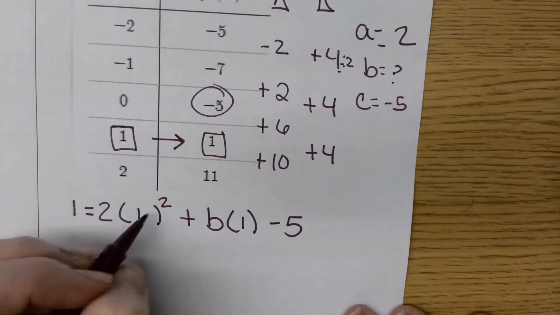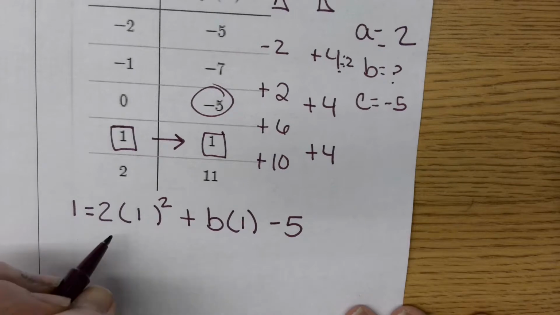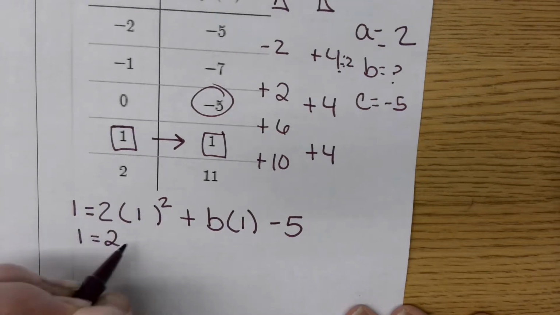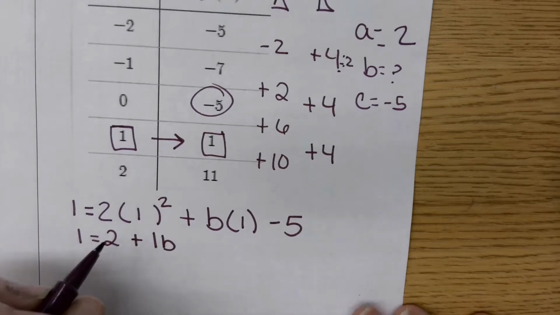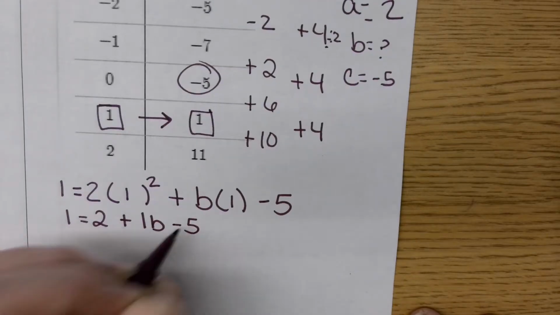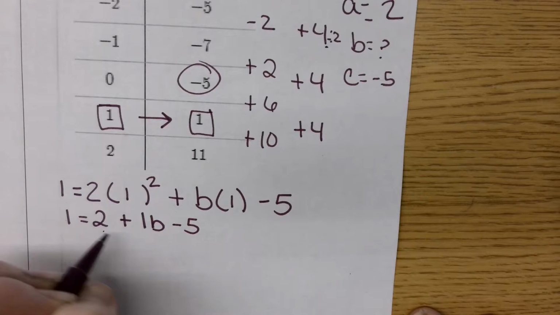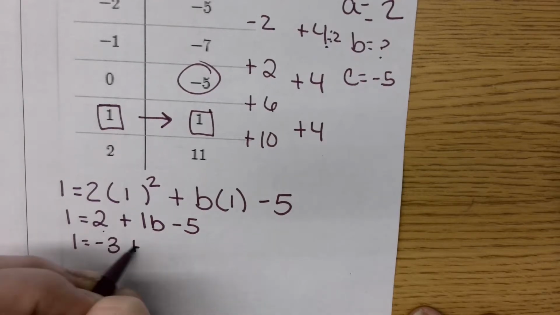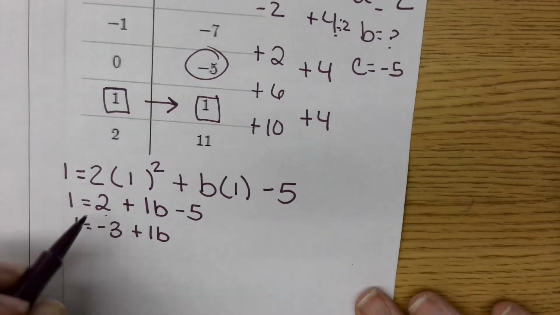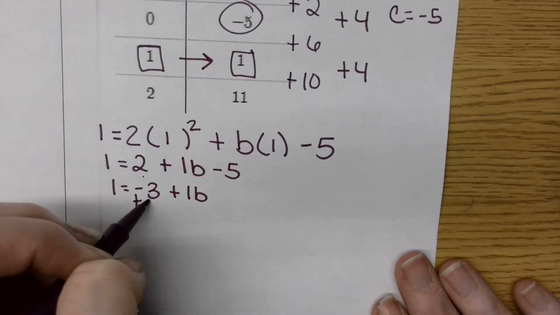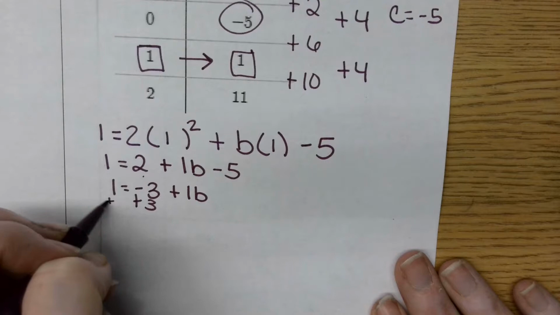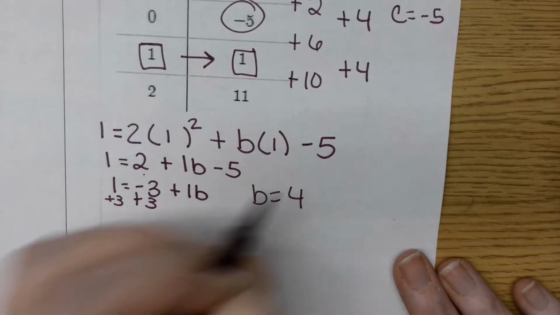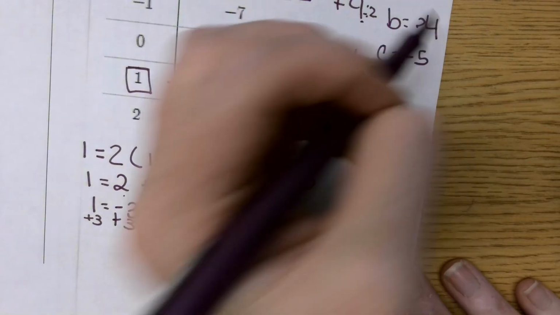So, what's 1 squared? 1. And then we have 1 times 2. We get 2 plus 1b, because 1 times b, minus 5. Combine your like terms. 2 minus 5 gets us -3 plus 1b. All right, and then add this to both sides to get that b by itself. I get b equals 4. Okay, this should be review for you.